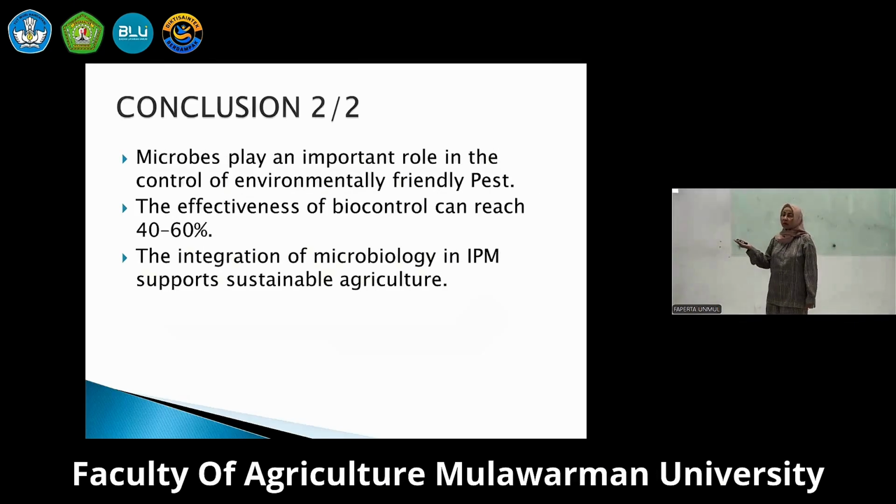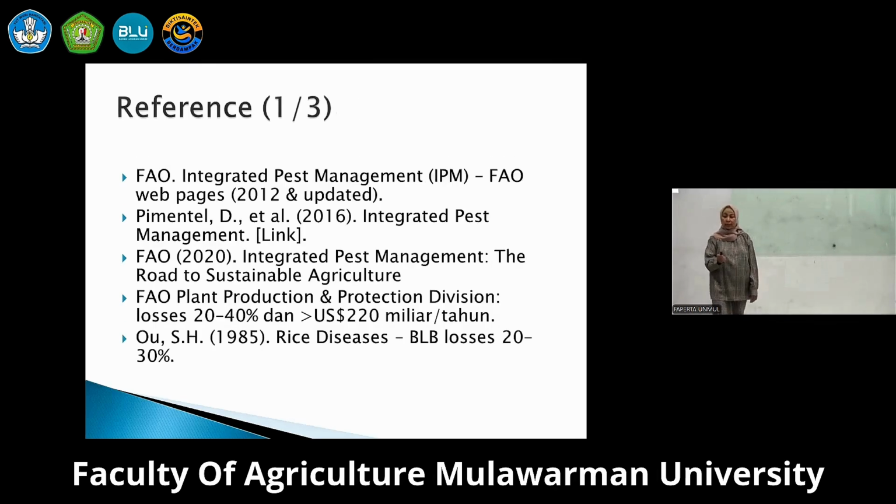And then microbes play an important role in environmentally friendly control. And then the effectiveness is about 40 to 60%. The integration of microbiology supports sustainable agriculture. We always have to think about sustainable agriculture, right? So that's all my presentation. Come on, let's go with the discussion.